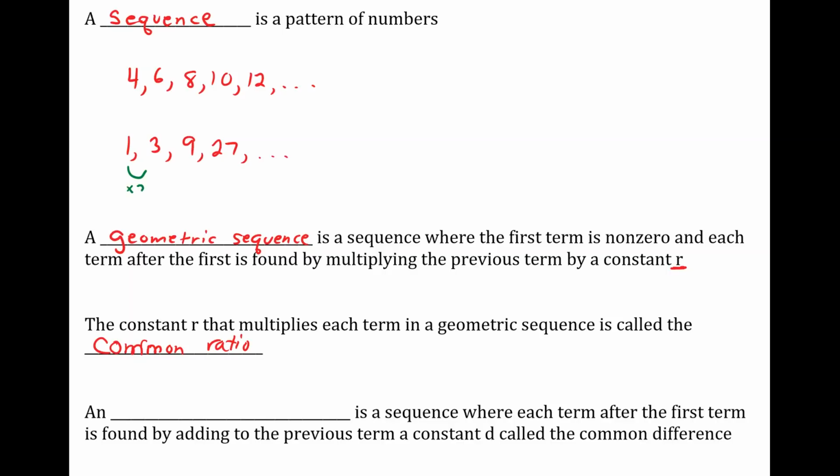So notice here I'm multiplying by 3, multiplying by 3, multiplying by 3, so my common ratio, my r, is equal to 3. Now this one up here, I'm not multiplying, but I am adding 2 to each one. When I add the same thing to each term in a sequence, we call that an arithmetic sequence. We're going to be focusing on geometric sequences today, but arithmetic sequence is kind of the other major type of sequence that is talked about often, so I want to bring that up.